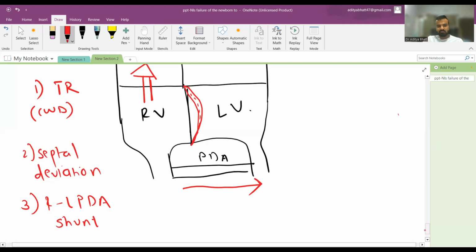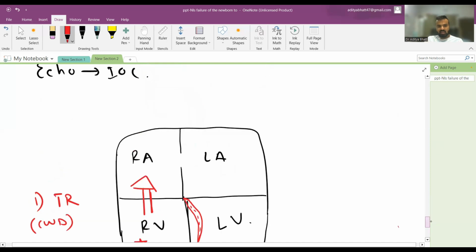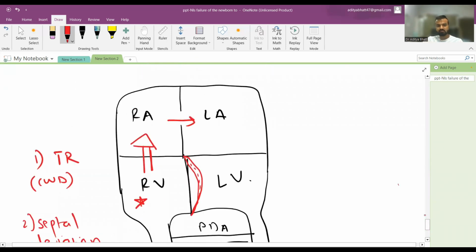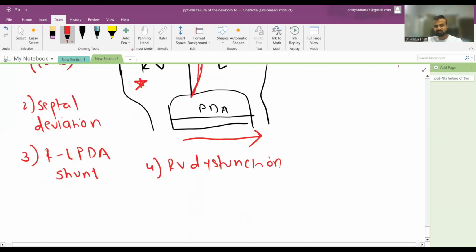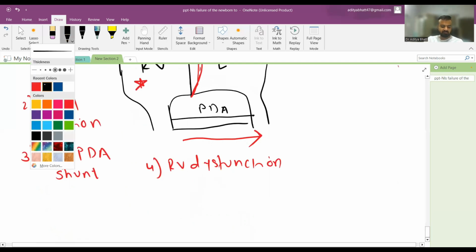The fourth one is right ventricular dysfunction, because the pressures on the right side are very high. So right ventricular dysfunction is very, very common, and it is seen. And the fifth one is the PFO shunt. So these are what are routinely seen in patients of PPHN. These are the findings that you commonly see in PPHN, and the displacement of the tricuspid valve is a very important determinant for severity of PPHN. So this is very, very important.